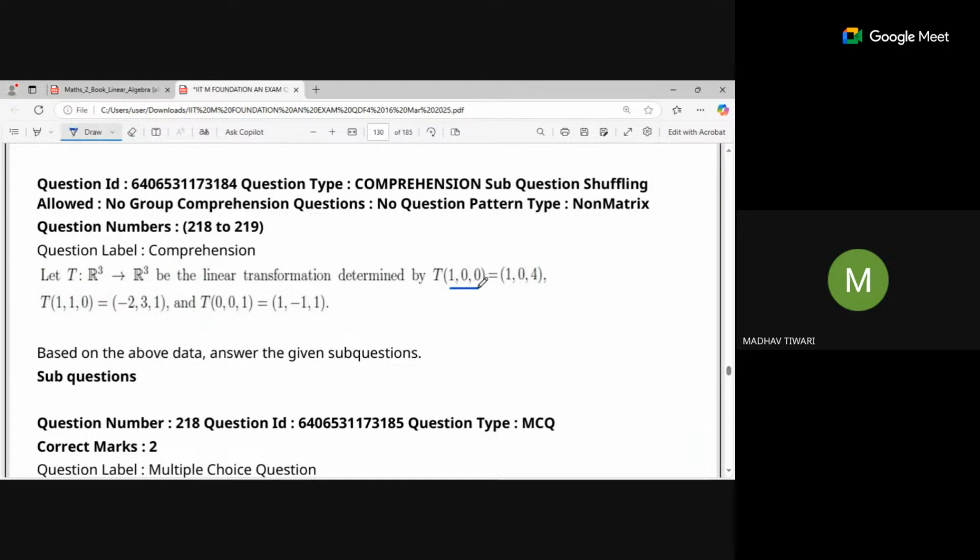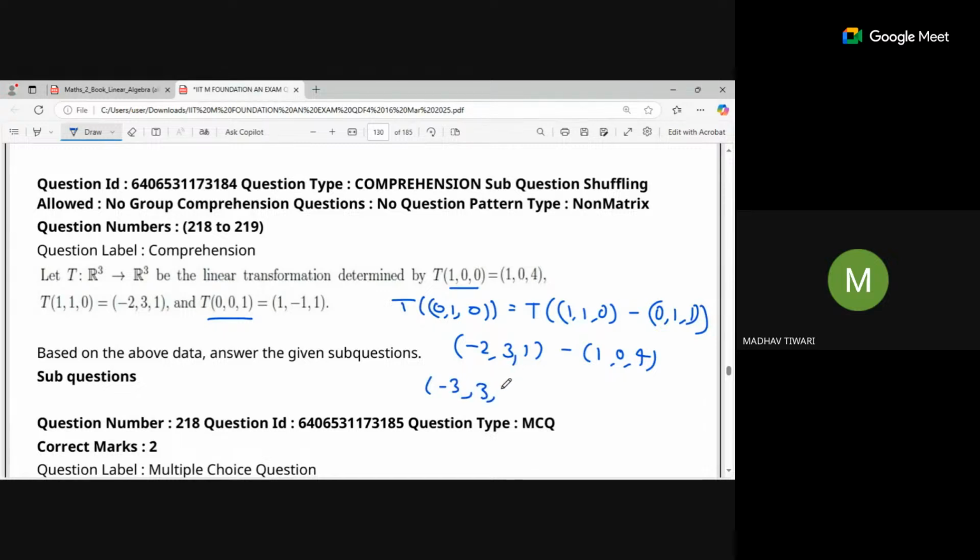The transformation of (1,0,0) is given, of (0,0,1) is given, and of (1,1,0) is given. So I can find the transformation of (0,1,0). It will be equal to the transformation of (1,1,0) minus the transformation of (1,0,0). The transformation of (1,1,0) is given as (-2,3,1), and if I subtract (1,0,4) from it, I get (-3,3,-3).